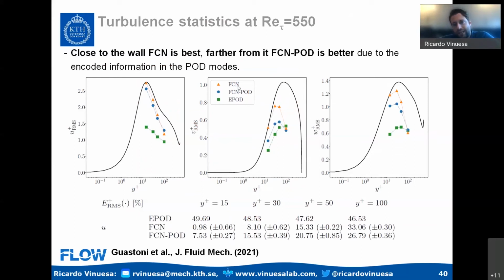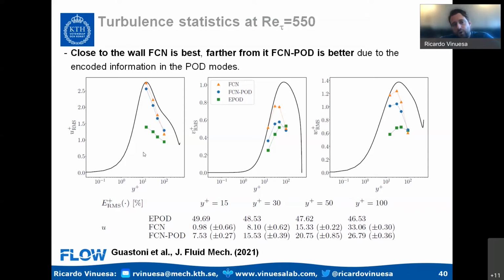The triangle is the FCN method, the circle, the FCN-POD, and the square is the linear method. Okay? What we can see is that close to the wall, with the FCN method, we can predict the near wall fluctuations with less than 1% error, which is really great. I mean, that's something very good.